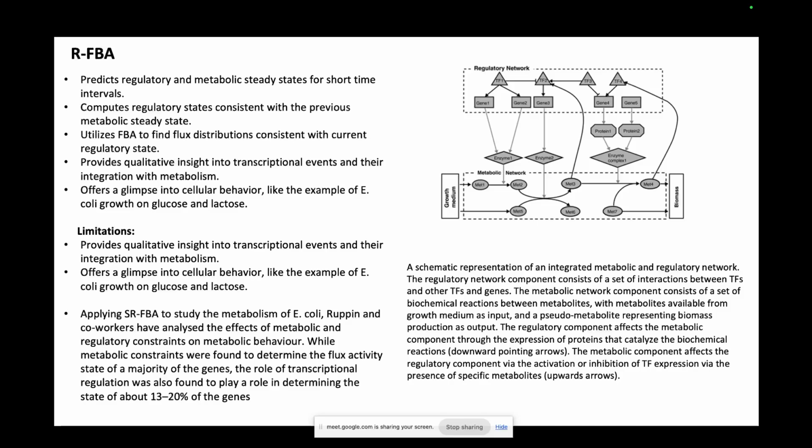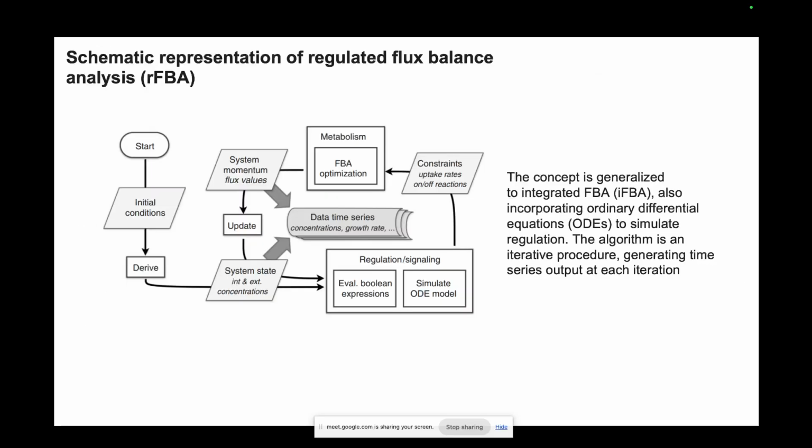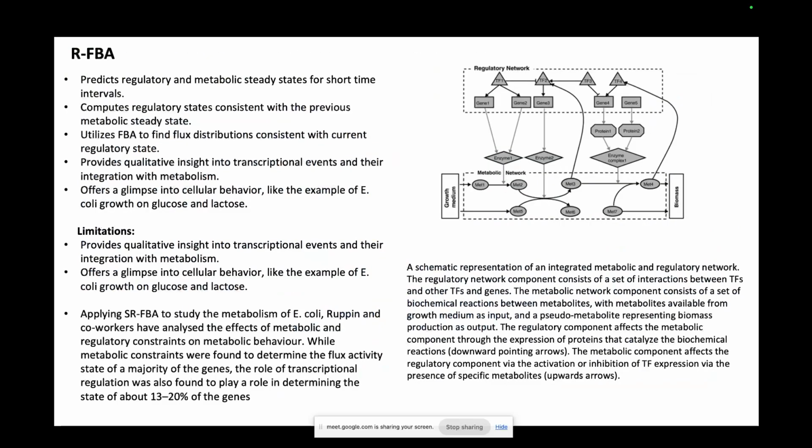Okay. I think I have messed up the slides a little bit. These two should be earlier, but anyway, let's talk about it. rFBA is basically incorporating regulatory constraints into flux balance analysis. It computes regulatory states consistent with the previous metabolic steady state, and utilizes FBA to find flux distributions consistent with current regulatory states. It incorporates regulatory networks in the models.